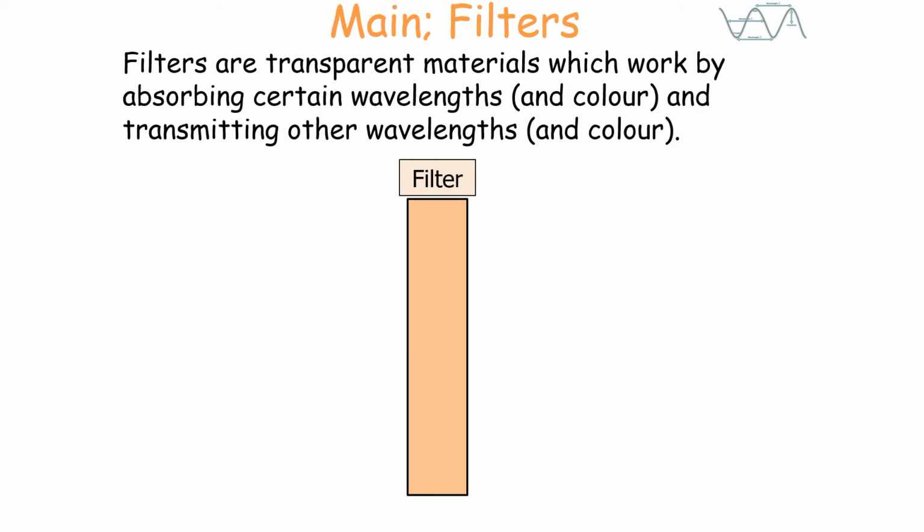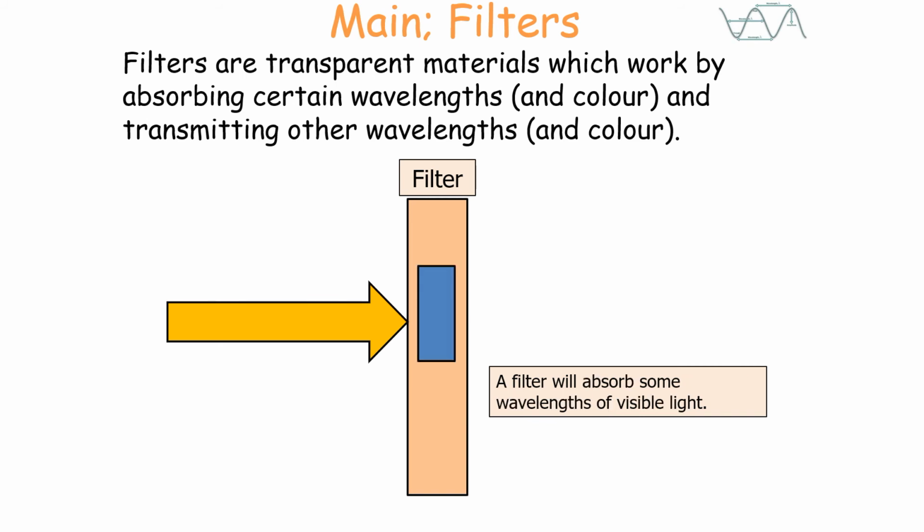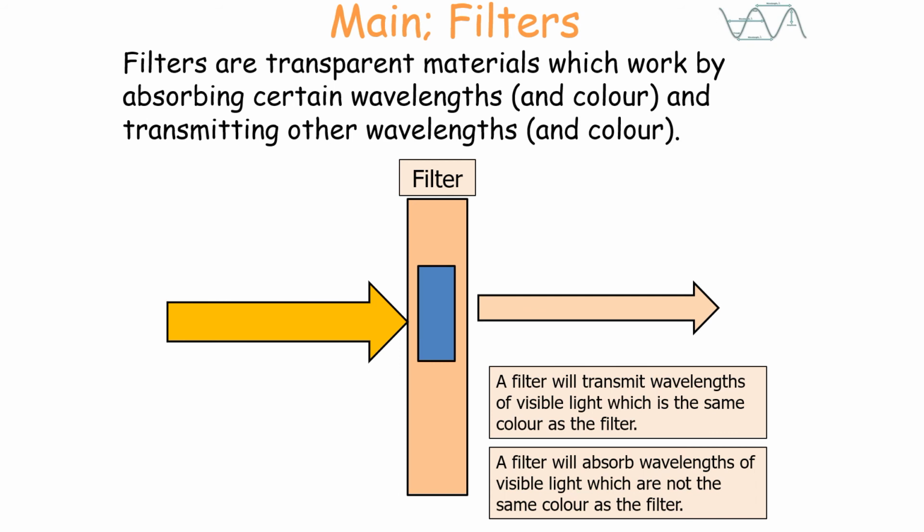Now, filters are transparent materials which work by absorbing certain wavelengths or colours and transmitting other wavelengths or colours. Now, it's important to note that a filter will let some wavelengths of visible light pass through it, but the filter will absorb some wavelengths of visible light. A filter will transmit wavelengths of visible light which are the same colour as the filter. A filter will absorb the wavelengths of visible light which are not the same colour as the filter.